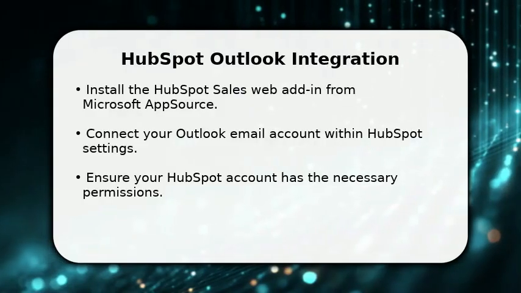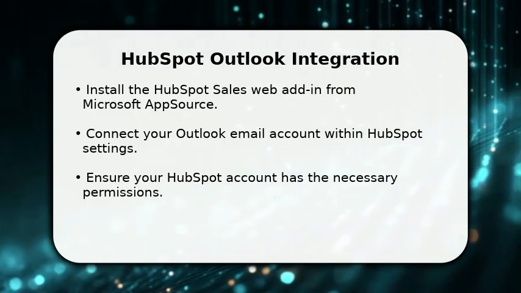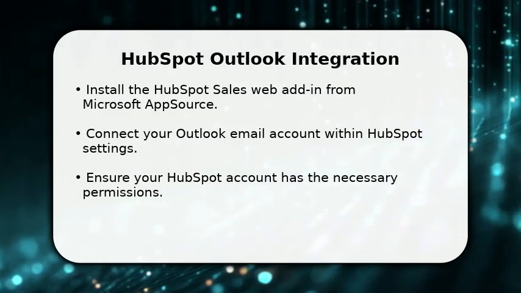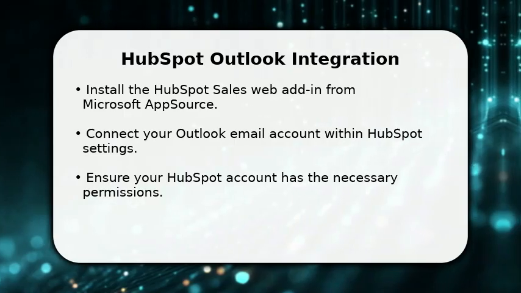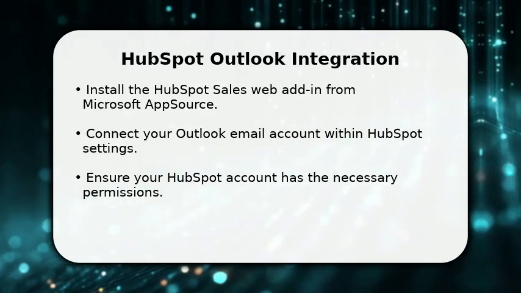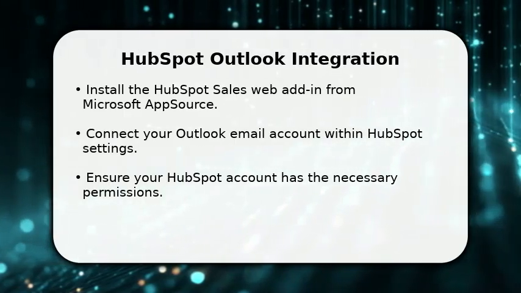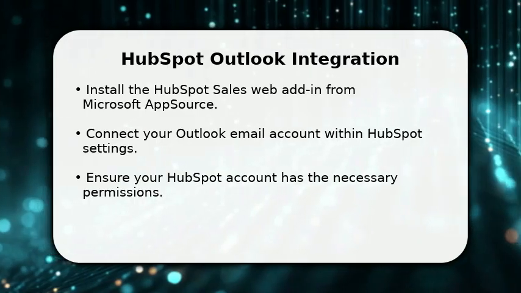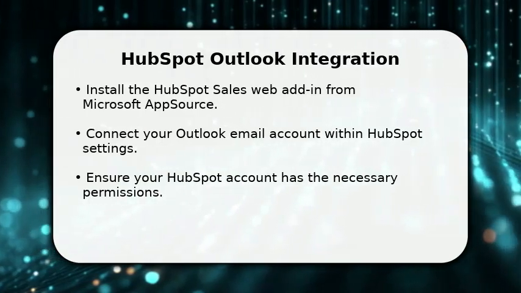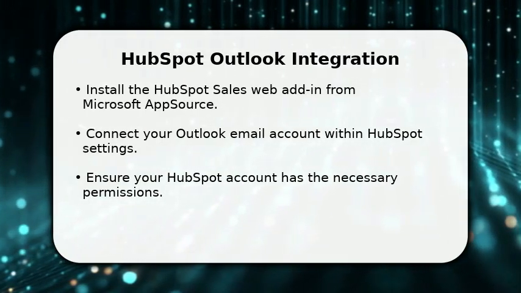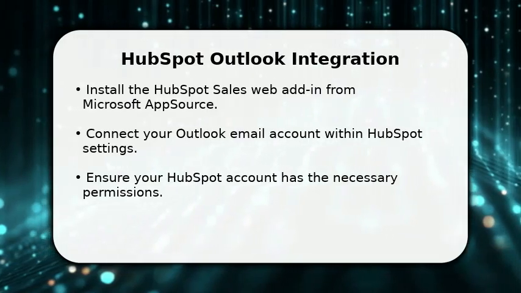In this video, I will explain how to use HubSpot in Outlook. First, you will need to install the HubSpot Sales Web add-in, which is available on Microsoft AppSource. This add-in is recommended over the older desktop version due to recent Microsoft updates. Once installed, connect your Outlook email account within your HubSpot settings.